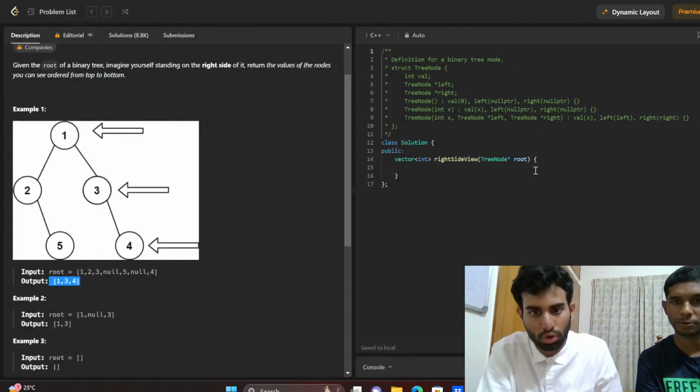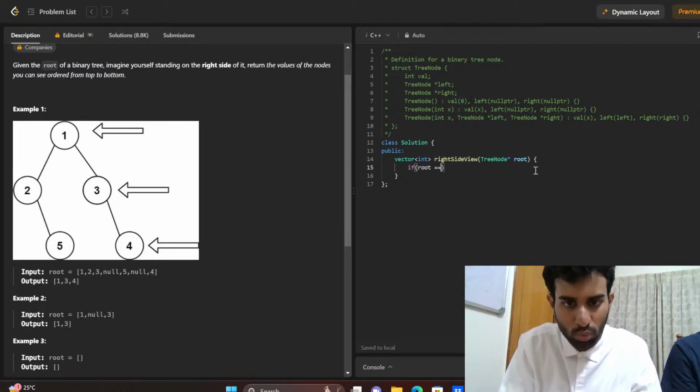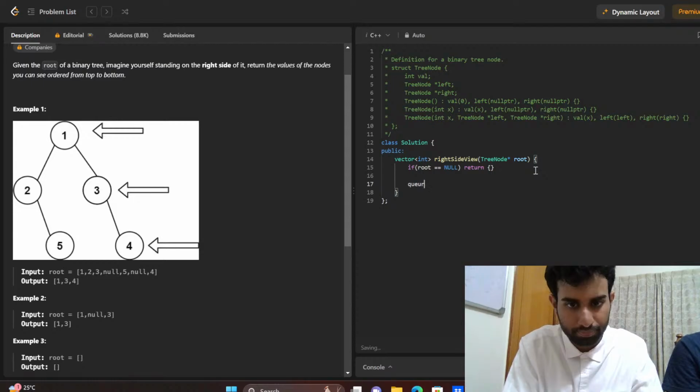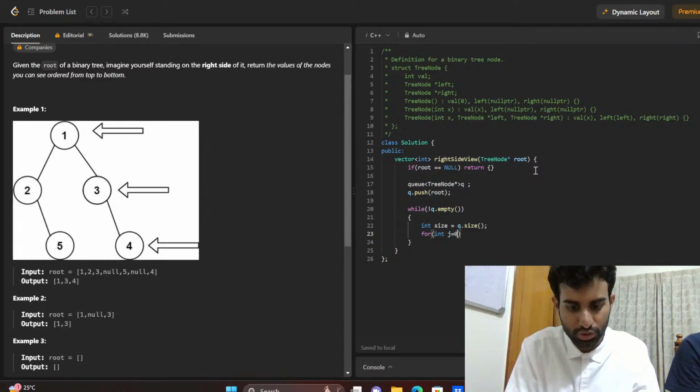So let's look at the code here. I have one corner case that says if my root is already equal to null, then I just return an empty array. Otherwise, I have my queue, and then I will push my root as the first element of my queue. While my queue is not empty, I would iterate. And like I mentioned, I would find the size, so size is now q.size. Then I would run a for loop for that many iterations.